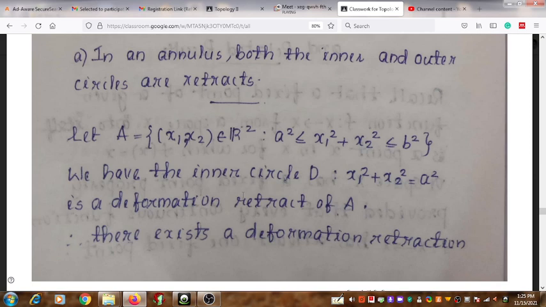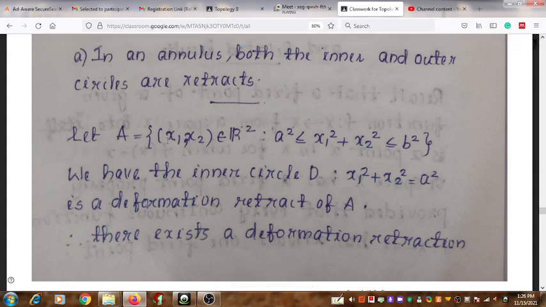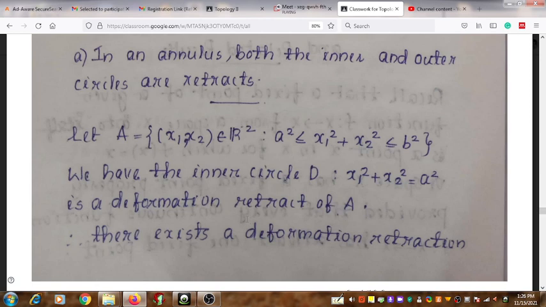And then we have the inner circle. A is the original space, the given space, and we take the inner circle. We can define the inner circle D as the set of (x, y) in R2 such that x squared plus y squared equals a squared. It's a deformation retract of A. In a previous video, we have proved that it is a deformation retract. Here the retract also works in a similar way.